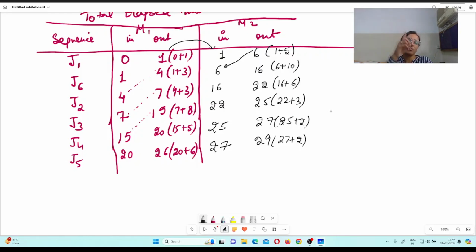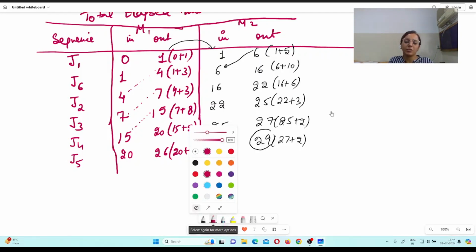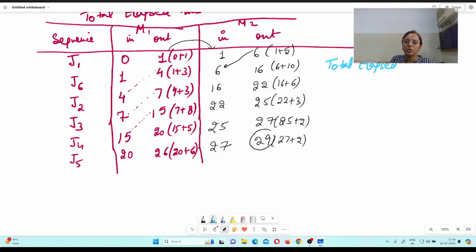And starting from J1 till J5 and completing in machine 1 and machine 2, the total time will be taken as 29. So the total elapsed time, we can say, over here will be 29. So write it over here, total elapsed time equals 29 minutes.